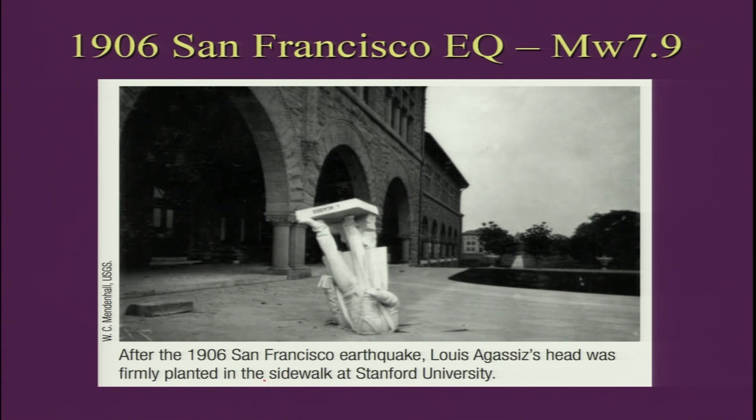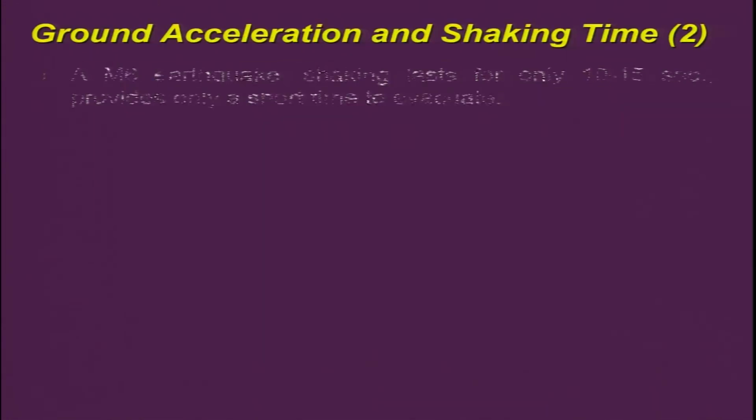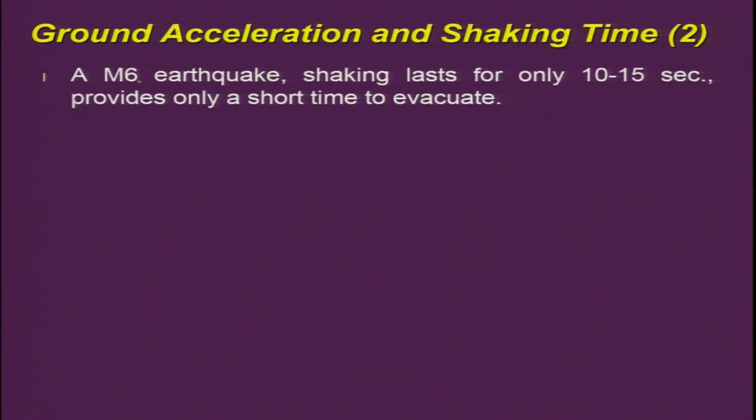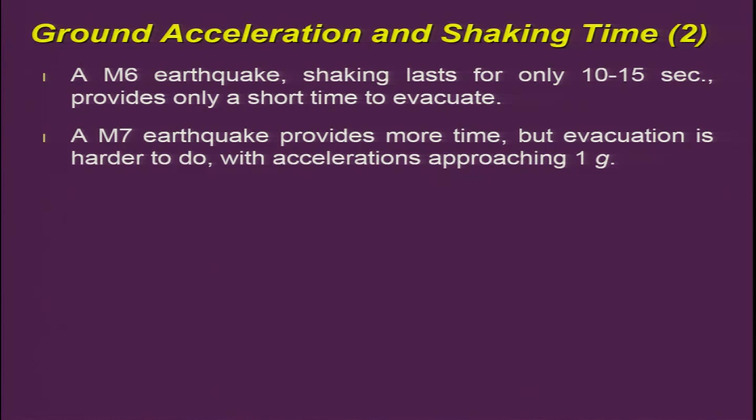So this is an example of the 1906 San Francisco earthquake. Magnitude was 7.8. A magnitude 6 earthquake's shaking usually lasts for only 10 to 15 seconds. It provides only a short time to evacuate, because you need to plan for the mass evacuation. So this will provide a very short period. Whereas a magnitude 7 earthquake provides more time, but evacuation is harder because the ground shaking will be much higher and acceleration will be approaching about 1g.